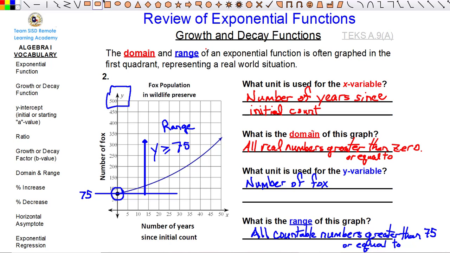But there's a slight technicality here. The technicality is that there are no decimal numbers of fox. You can't say you have 75.27 fox. How do you quantify 7.72 fox? It's either 75 fox, 76 fox, 77 fox. It's a countable number. So the range would be all countable numbers greater than or equal to 75.